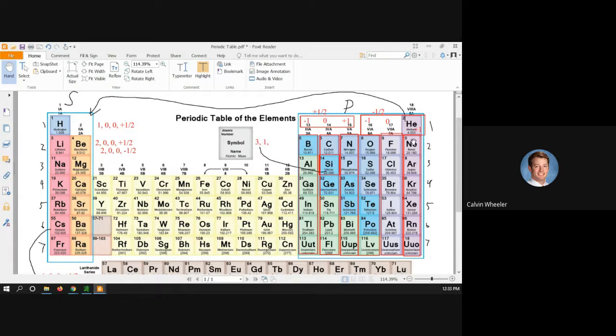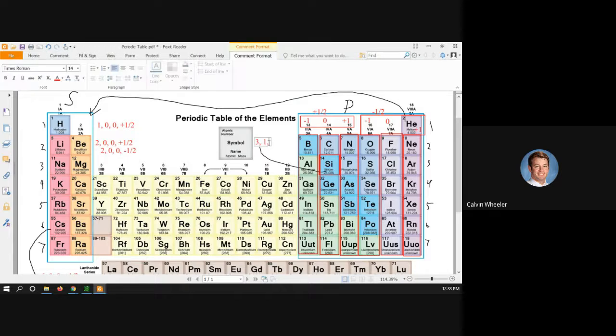So to finish out the code, the 4 quantum numbers for silicon: third energy level, 3; P sub-level, or the P orbital, 1; the 0 orientation, because it's in this 0 column; and then the spin, positive 1/2.